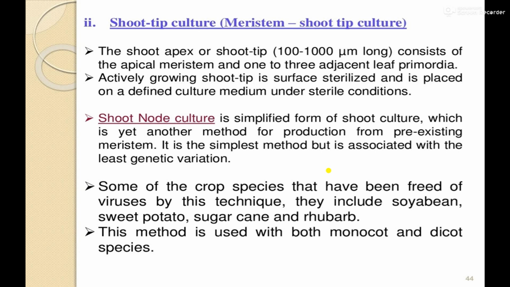Shoot node culture is a simplified form of shoot culture, which is yet another method for production from pre-existing meristem. It is the simplest method but is associated with the least genetic variation. Some of the crop species that have been freed of viruses by this technique include soybean, sweet potato, sugarcane, and rhubarb. This method is used with both monocot and dicot species.